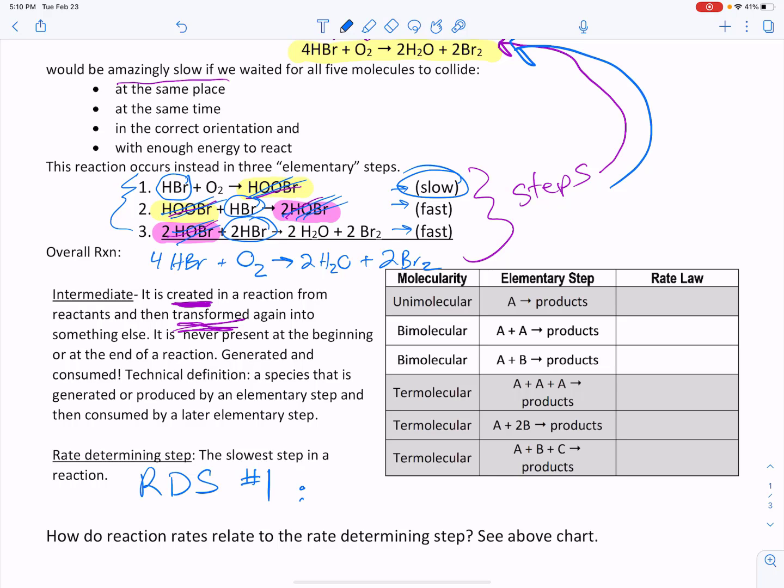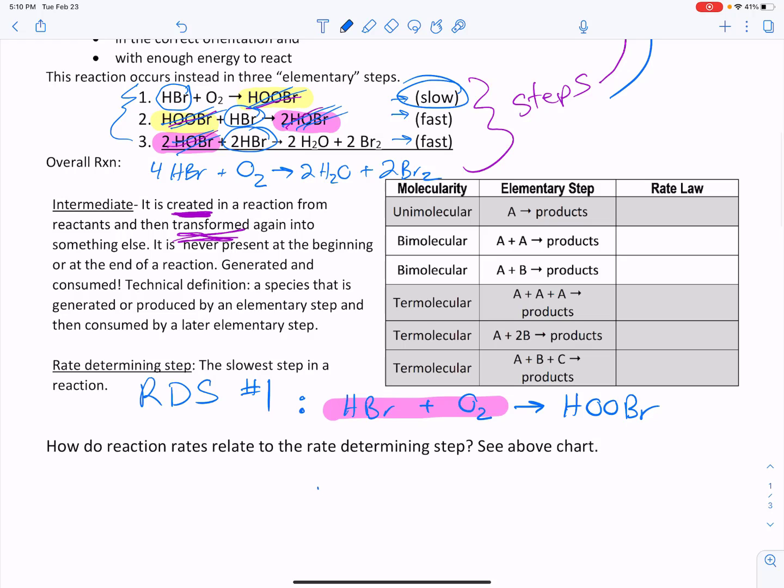And so how do we determine the rate? How does the reaction rate relate to the rate determining step? Well, if our reaction for number 1 is hydrogen bromide plus oxygen yields HOOBr, then that tells us that our reactants are what is going to be used for our general rate law. So remember, we have rate equals k times any of the species that the rate depends upon. So in this case, it's depending upon HBr singly and oxygen singly as well. And so this is what's called a bimolecular reaction.